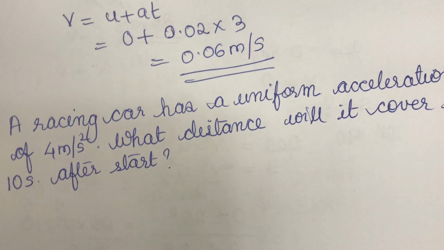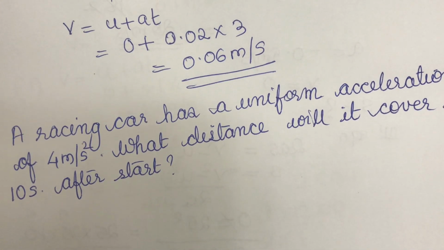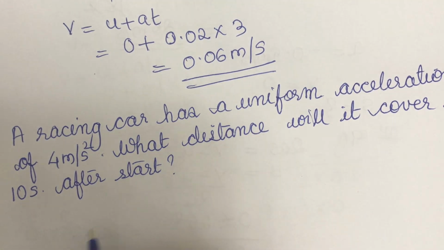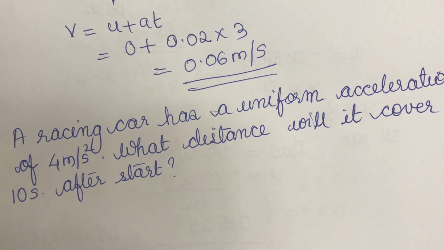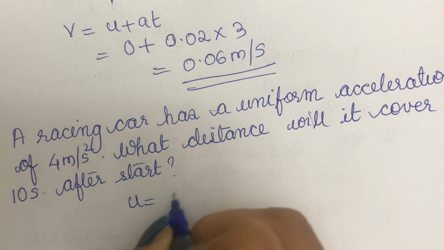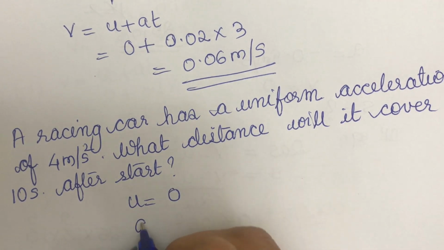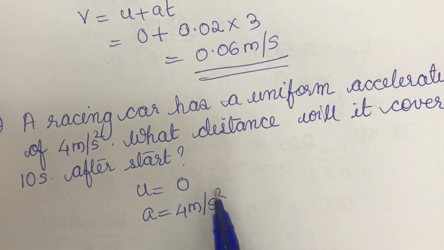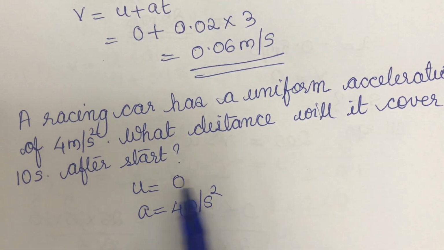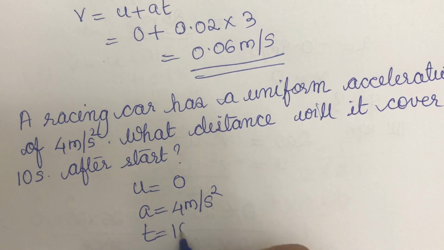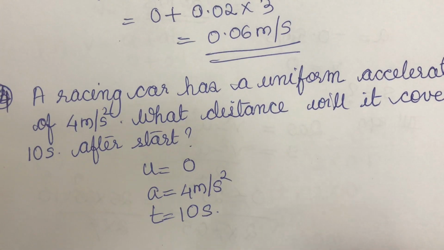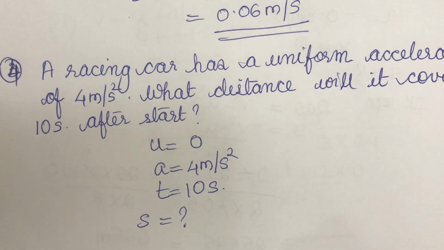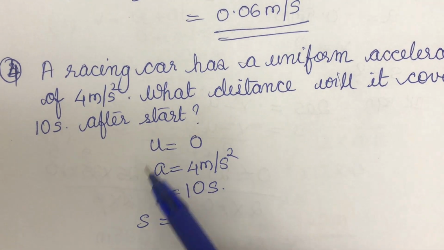So whatever is given, we will write first. So what it is, a racing car has a uniform acceleration of 4. So first one, the car is starting from rest, no? So we have u is equal to 0. We have a is equal to 4 meter per second square. And then what distance will it cover in 10 seconds? We have time is equal to 10 seconds. And now we have to find the s. So s we don't know. So what is the equation relating all these three?